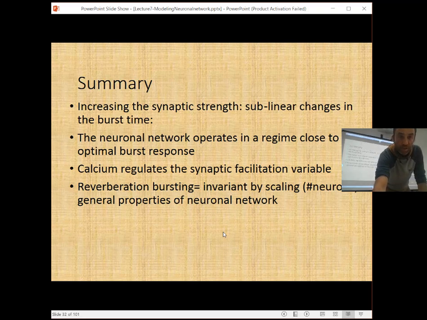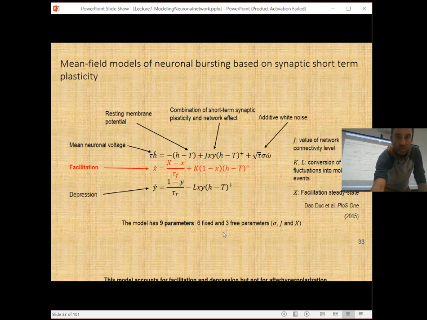Calcium regulates facilitation, reverberation, bursting invariant by scaling. Okay, this I'm not going to discuss much. So to summarize, this dynamical system has 9 parameters, 6 were fixed by the literature. We had to look for 3 of them, and by trial and error, we found them.